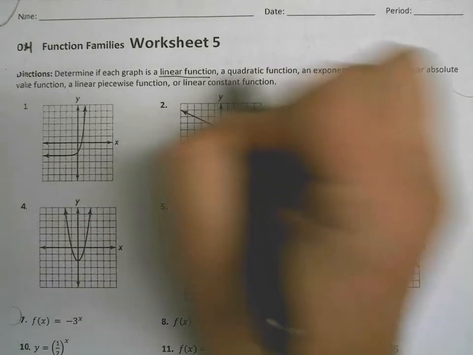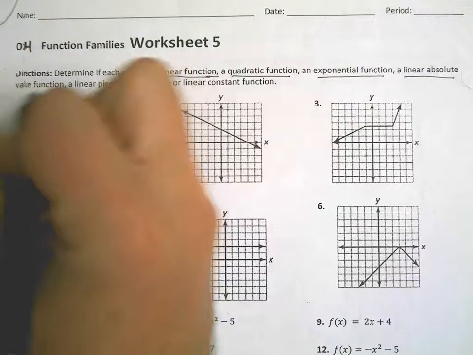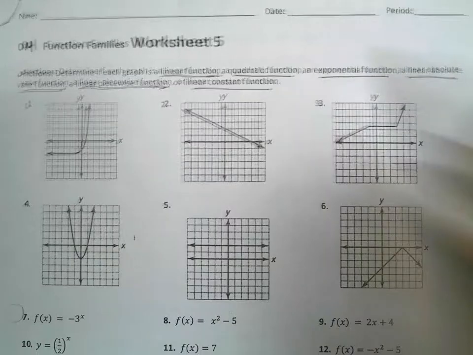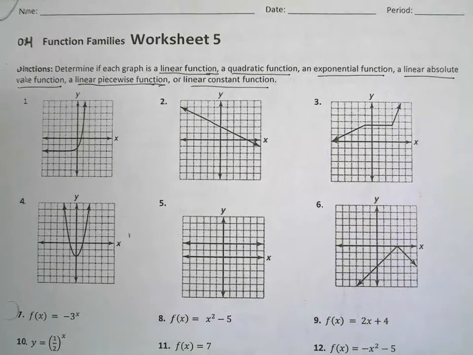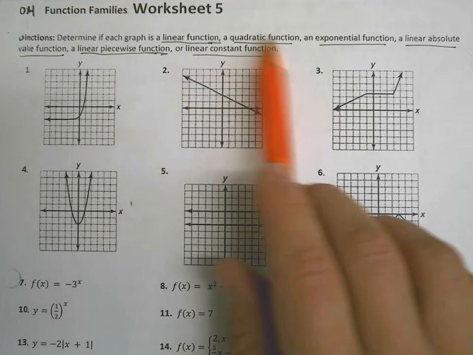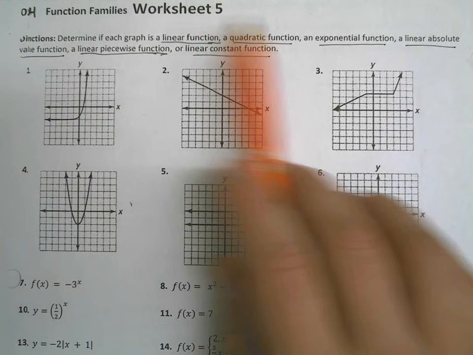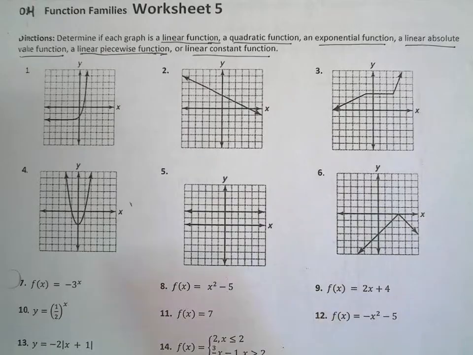So we have linear function, quadratic function, exponential function, linear absolute value function, linear piecewise function, and linear constant function. You'll be using one of these to match with one of these. And we'll do the same thing with the equations as well. So we'll be using one of these 7 to match with either a picture or the equation.